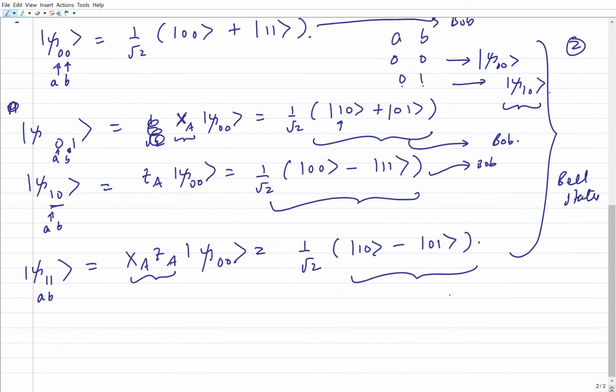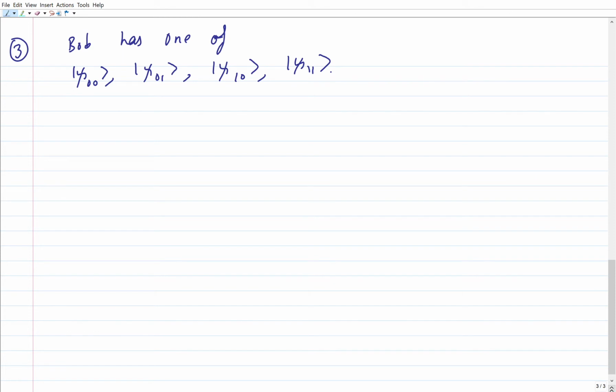Now, once Alice has sent her qubit to Bob, Bob has one of psi 0, 0, psi 0, 1, psi 1, 0, psi 1, 1. And he can distinguish them. Once he can distinguish these states, Bob automatically knows whether Alice sent 0, 0, 0, 1, 1, 0, or 1, 1.